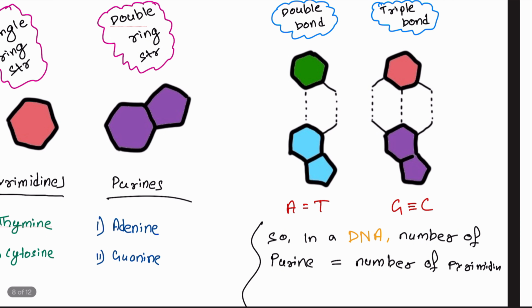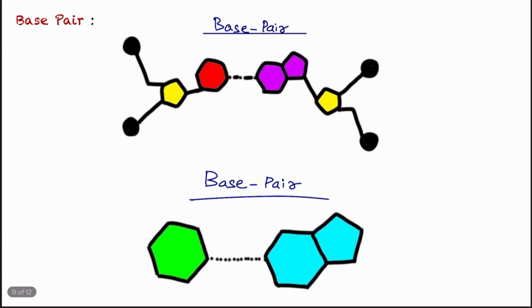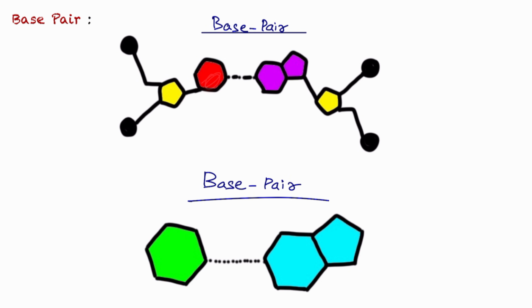Coming up to base pair. What is a base pair? When a nitrogenous base of one chain binds with the nitrogenous base of the opposite chain, it forms a base pair. In short, when a purine of one chain binds with the pyrimidine of the opposite chain, it is called a base pair.